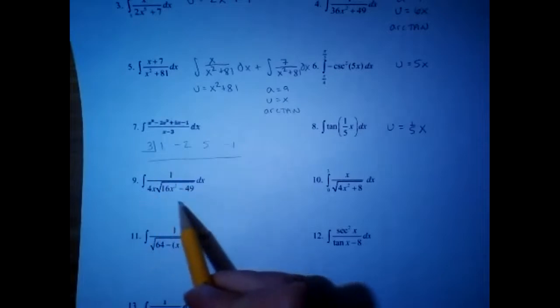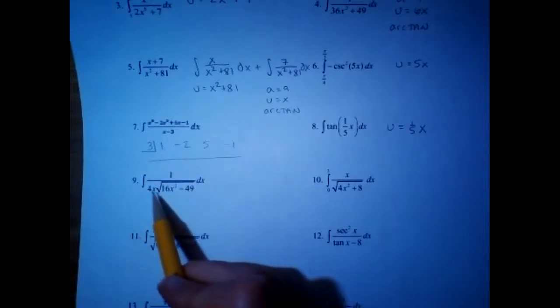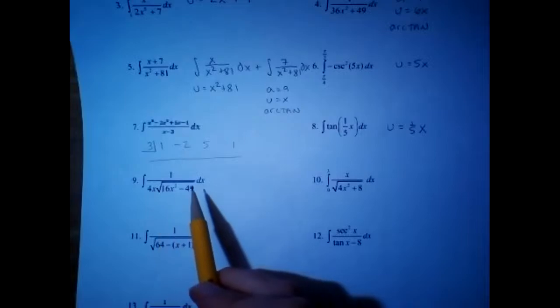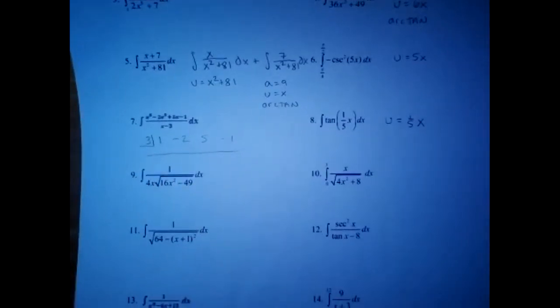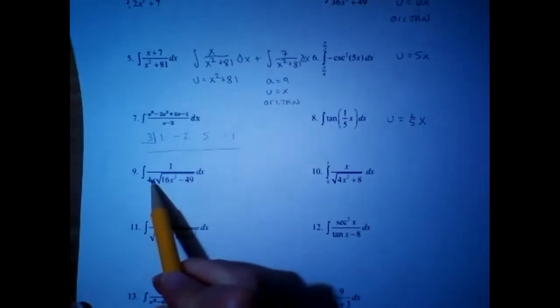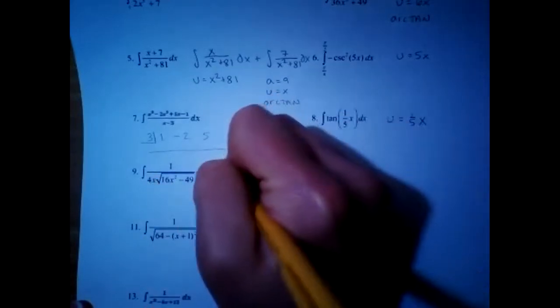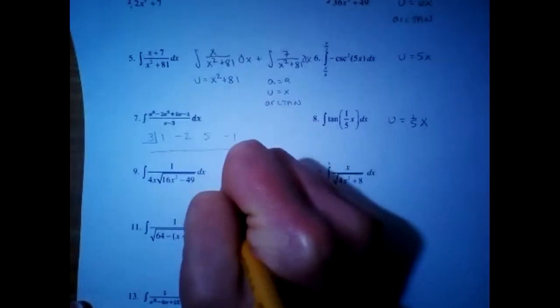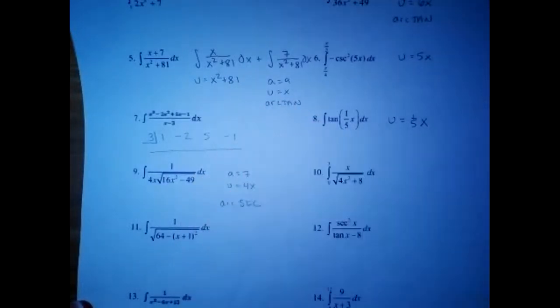All right, number 9. What pattern is this one going to be, guys? This is one of those patterns you have to notice. It's not going to be just a basic u substitution. What is this one going to be, guys? Good, nice job, perfect. Arcsecant. It's got the square root, and it's got that extra little doodad out front, right? So a would be 7, u would be 4x, and this is going to be arcsecant.